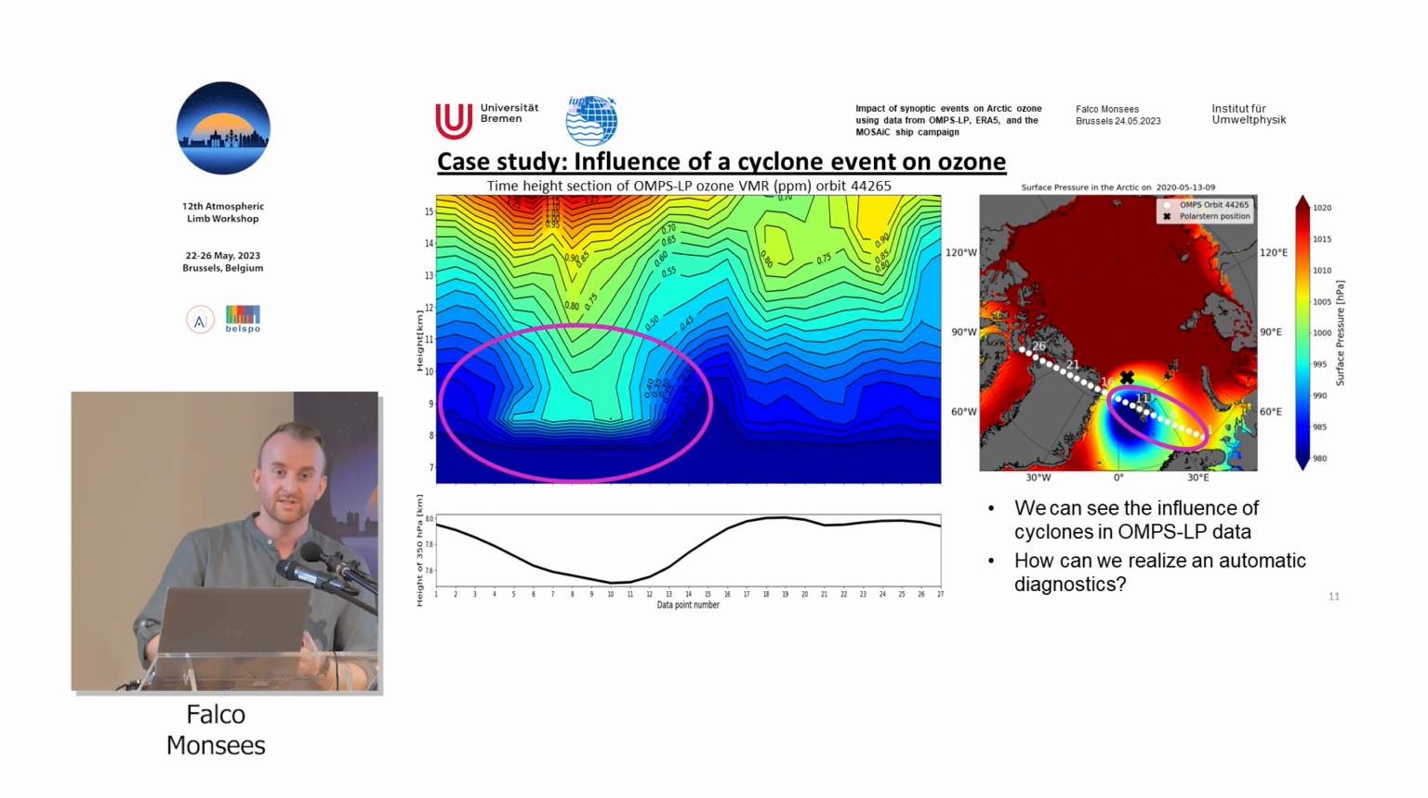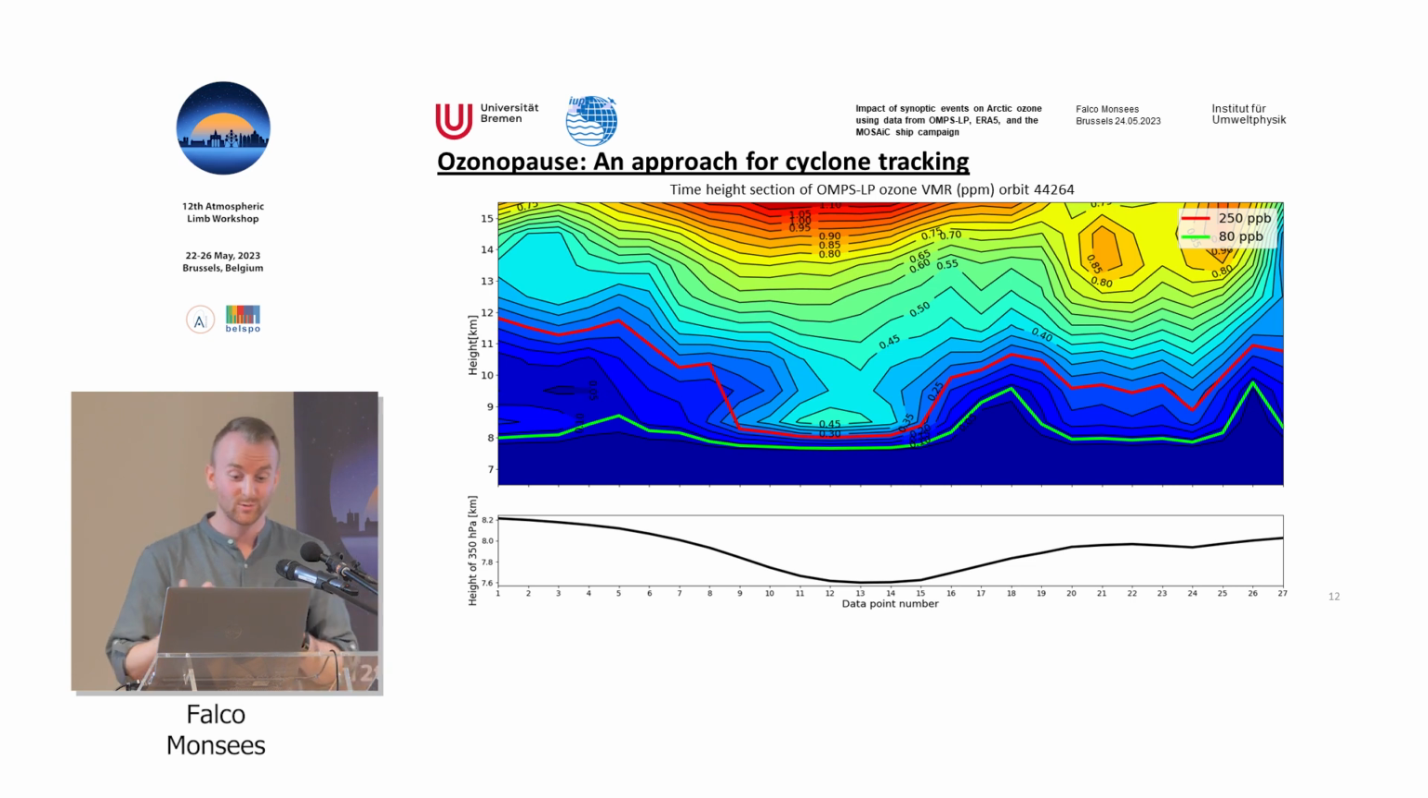So the question was still then, how can we use this information to produce a diagnostic with the OMPS LIMP data? And for this, we looked at the ozonopause. The only problem was that the 80 parts per billion ozonopause is just most of the time too low to be measured with the OMPS LIMP profiler, which you can see here. We can barely see the influence of the cyclone because we can't really look below 8 kilometers.